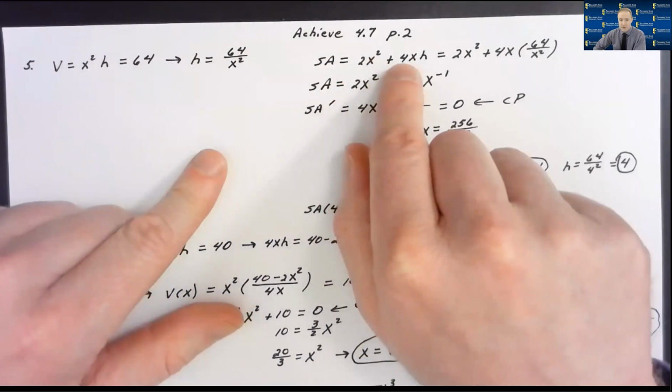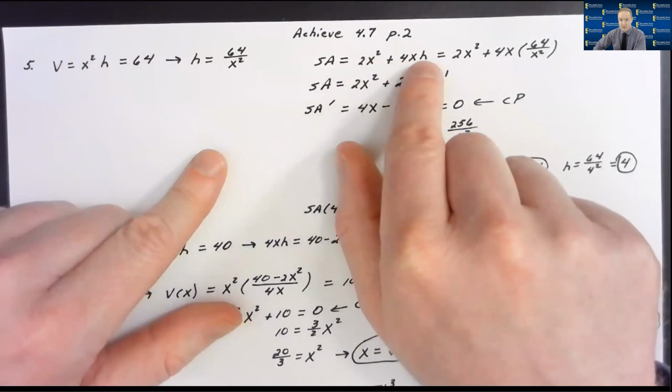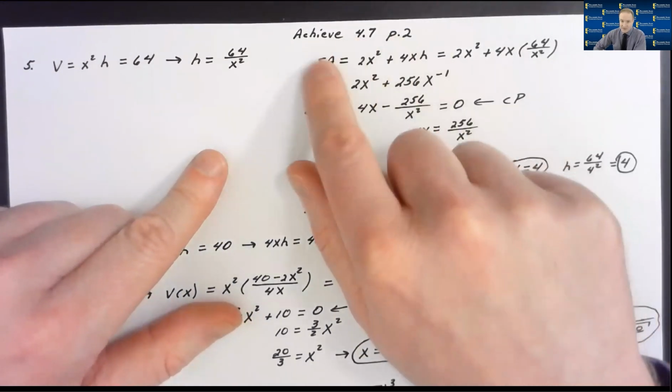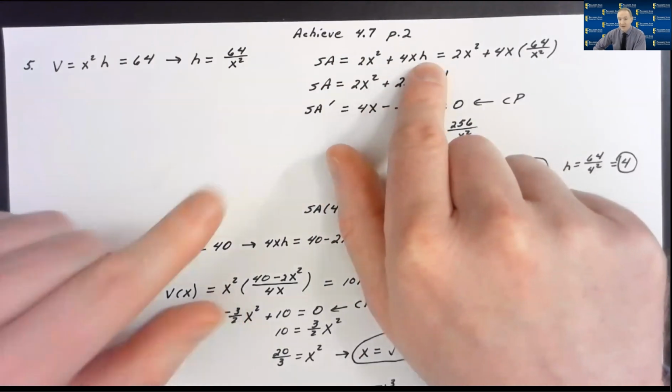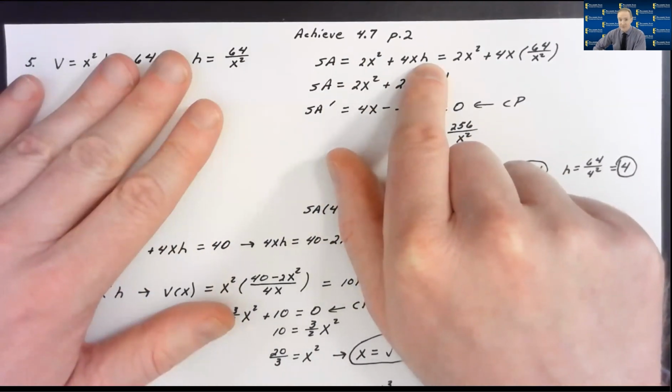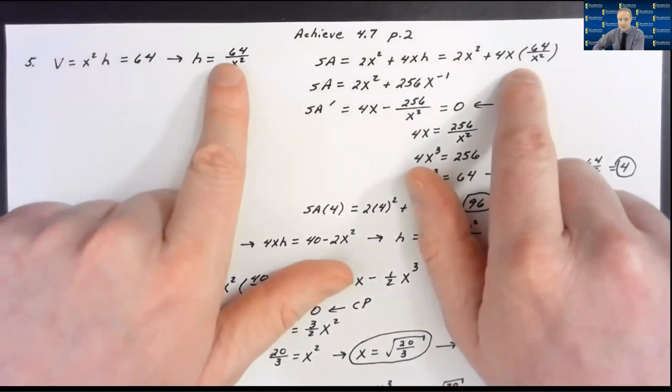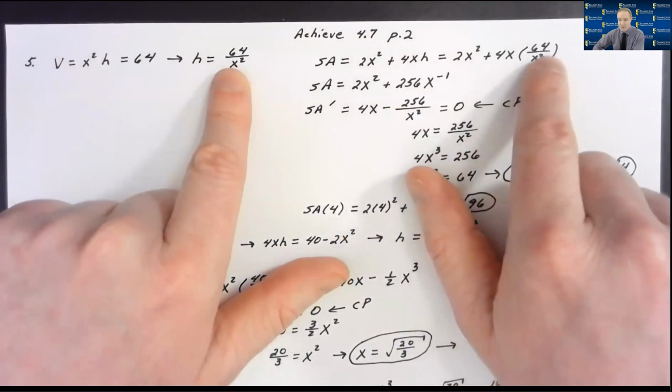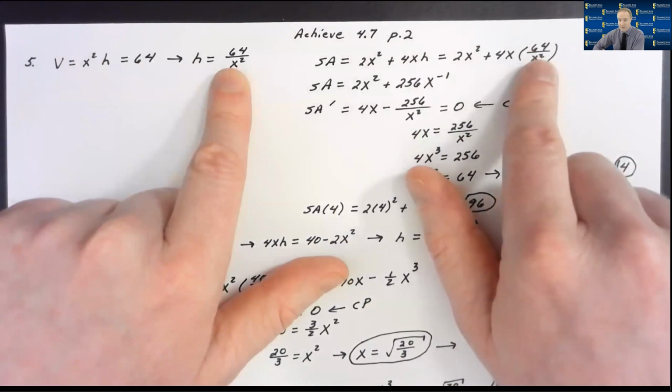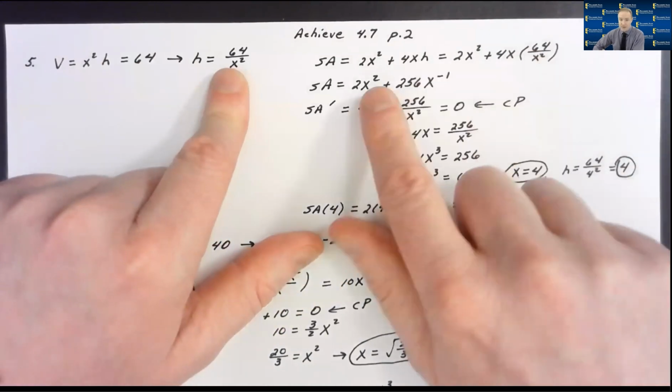So there's 4 of the sides, so you'd say 2x squared plus 4xh. That's my surface area formula. Now, I would like that surface area formula only in terms of x. That's what I've done here, because I know h has to be whatever 64 divided by x squared is. So then I go in and I simplify that.